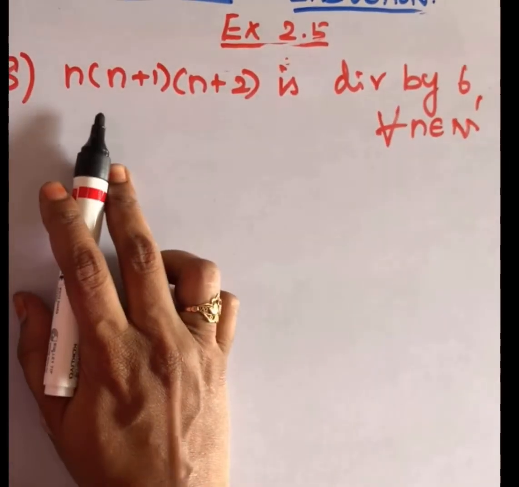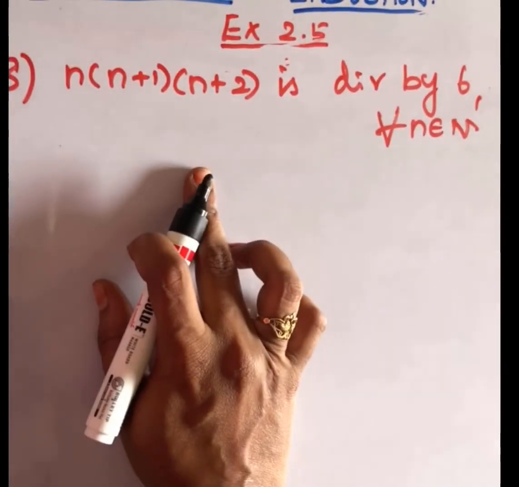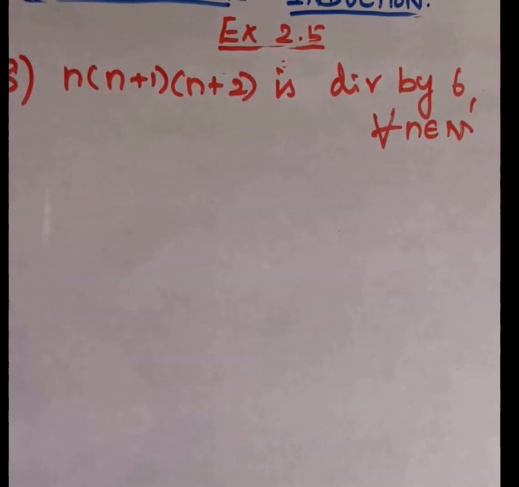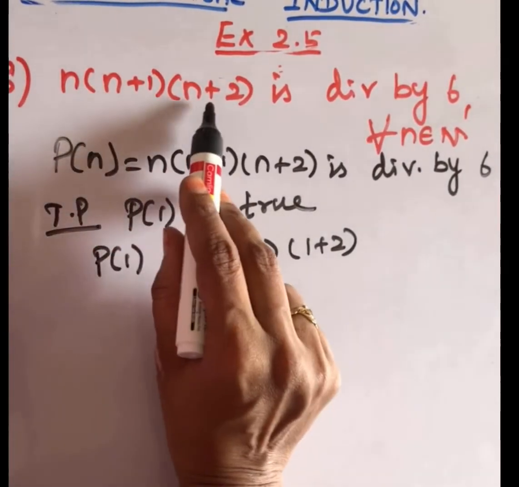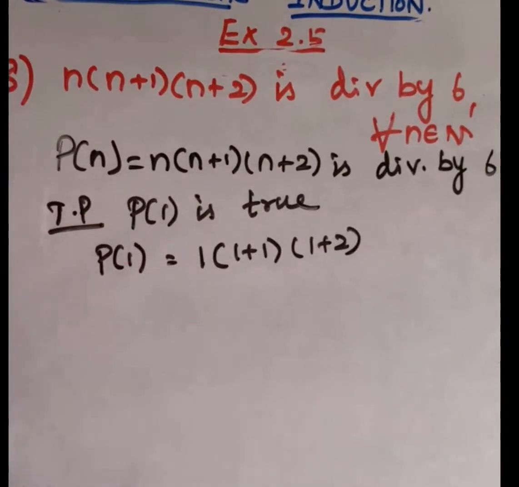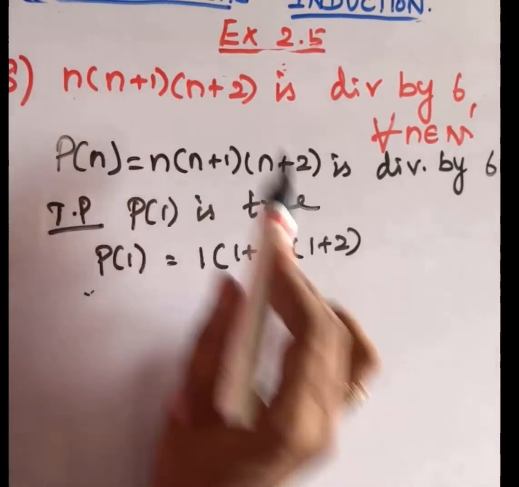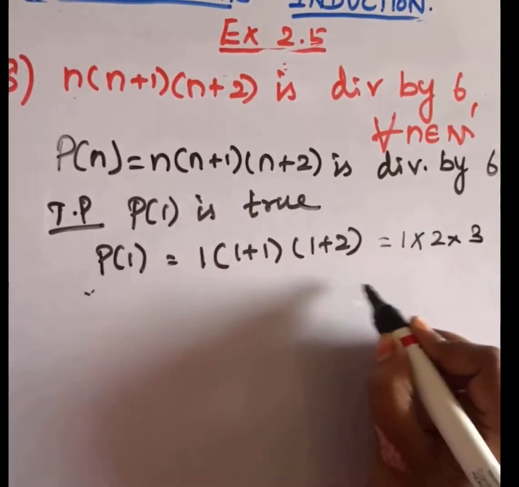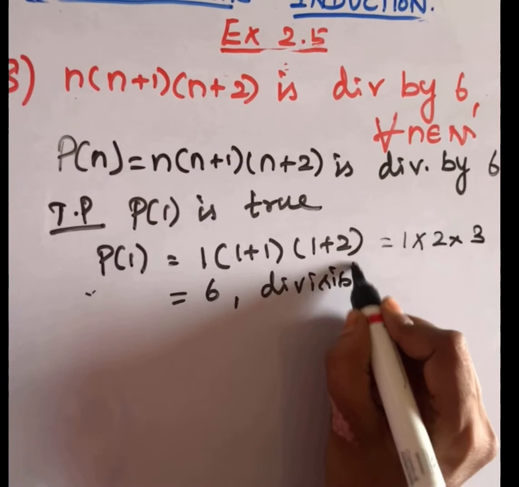Eighth problem, n into n plus 1 into n plus 2 is divisible by 6. So we have to prove the statement by mathematical induction. So p of n is equal to n into n plus 1 into n plus 2 is divisible by 6. First we have to prove p of 1 is true. So what is p of 1? Instead of n I have to substitute 1. So 1 into 1 plus 1 into 1 plus 2, that is equal to 1 into 2 into 3, which is equal to 6. Yes, 6 is divisible by 6.